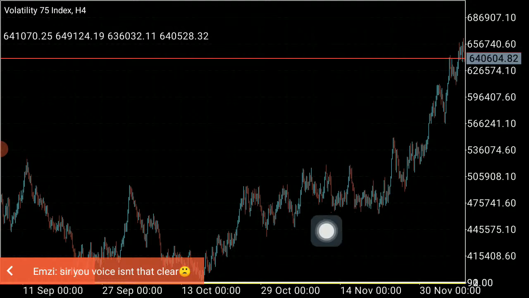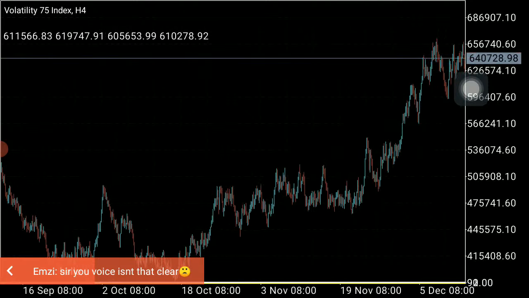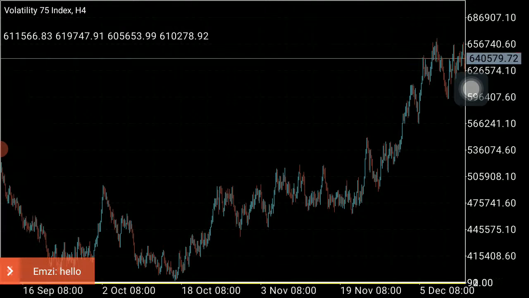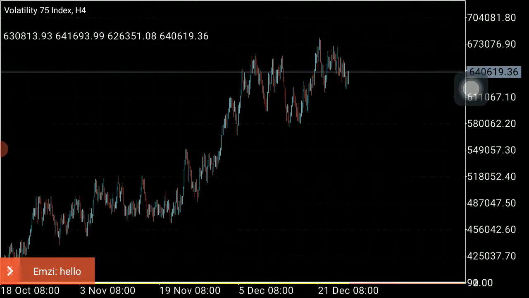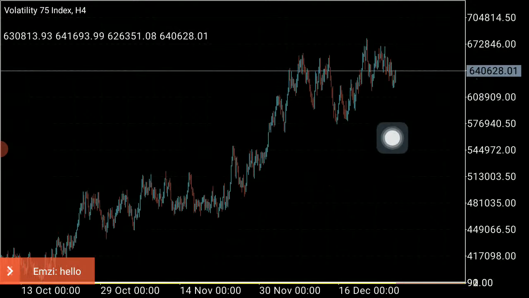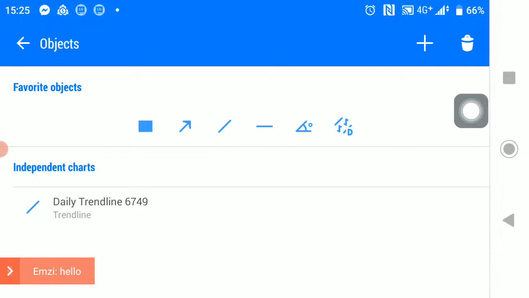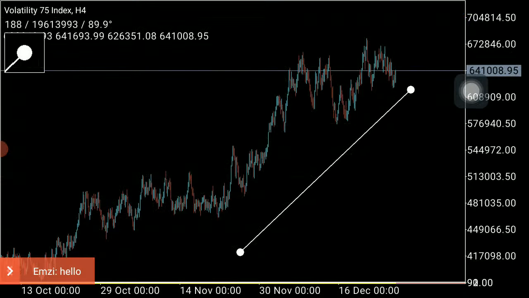So now we have a clean chart. All right, and now we're in the 4-hour time frame. Now the next thing you want to do is to observe. Okay, we can see that without one telling us, we can clearly see that this is an uptrend.